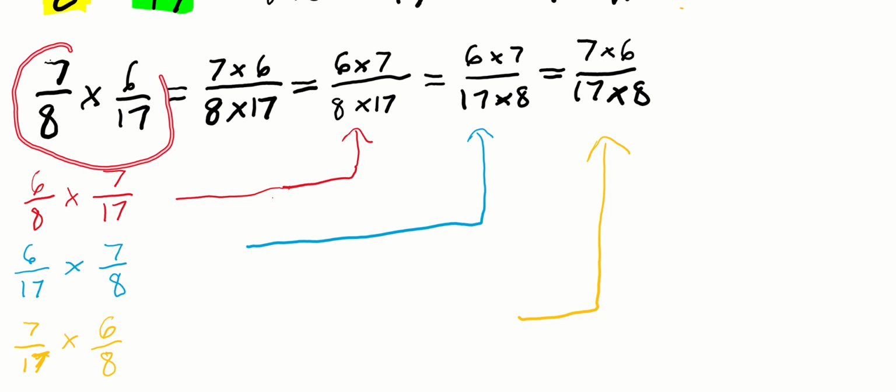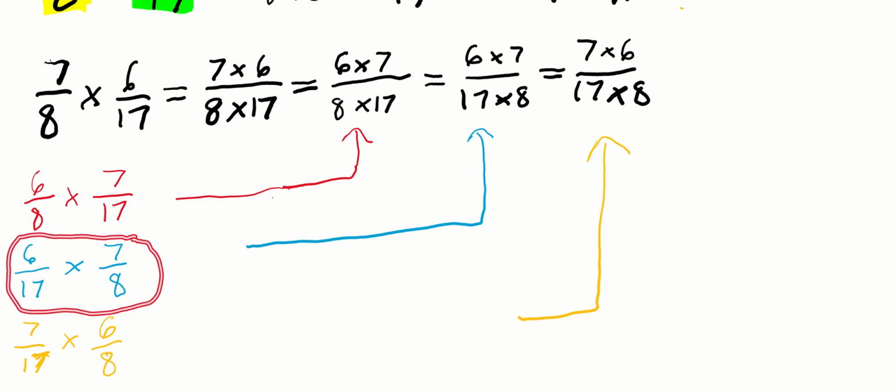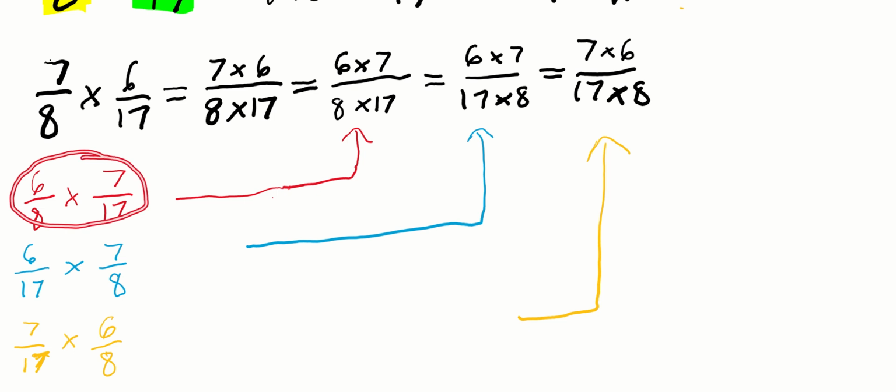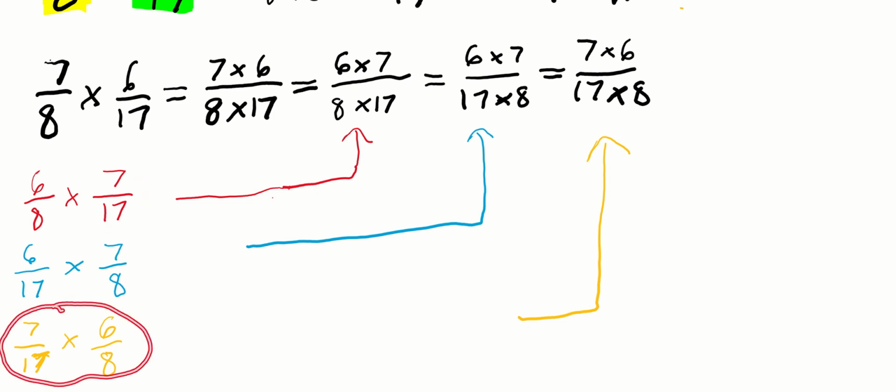We see our original expression and this blue expression, aka our second new expression, also exhibit the commutative property in which 7/8 and 6/17 have swapped places. Our first new expression and our third new expression also show this property.